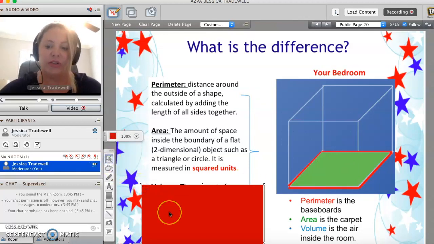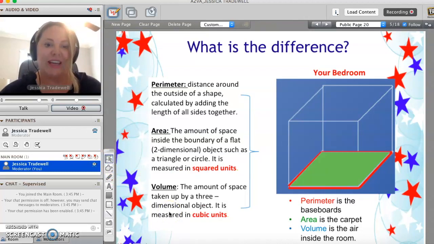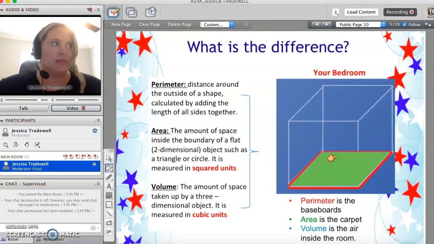Moving right along to volume, where we're going to focus today. Volume is the amount of space taken up by three-dimensional objects, and it's measured in cubic units. Back to our bedroom reference over here, it's going to be the air inside your room. Think of all the air surrounding you. We're going to measure in cubic units.